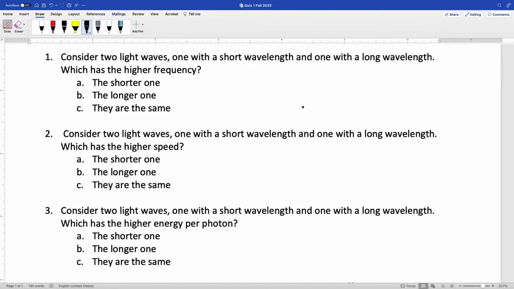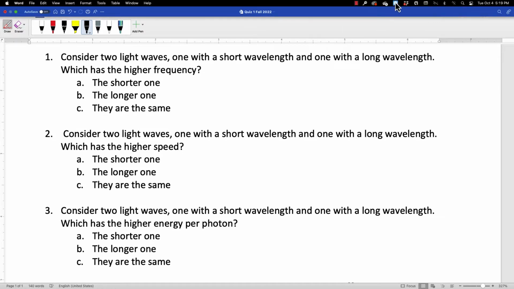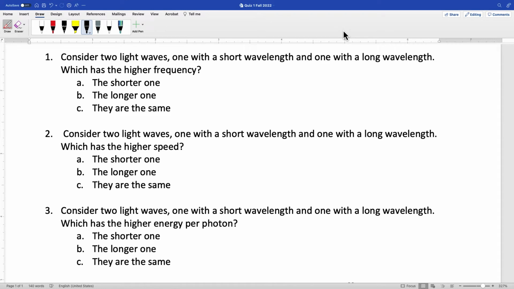Number 1. Consider two light waves, one with short wavelength and one with a long wavelength. Which one has the higher frequency? Alright, so we want to relate wavelength and frequency. So we have the equation frequency times wavelength is equal to the speed of light, nu times lambda equals c. And we can also say that there's a reciprocal relationship between nu and lambda, since the product is a constant. So nu, we could say, is equal to c divided by lambda.